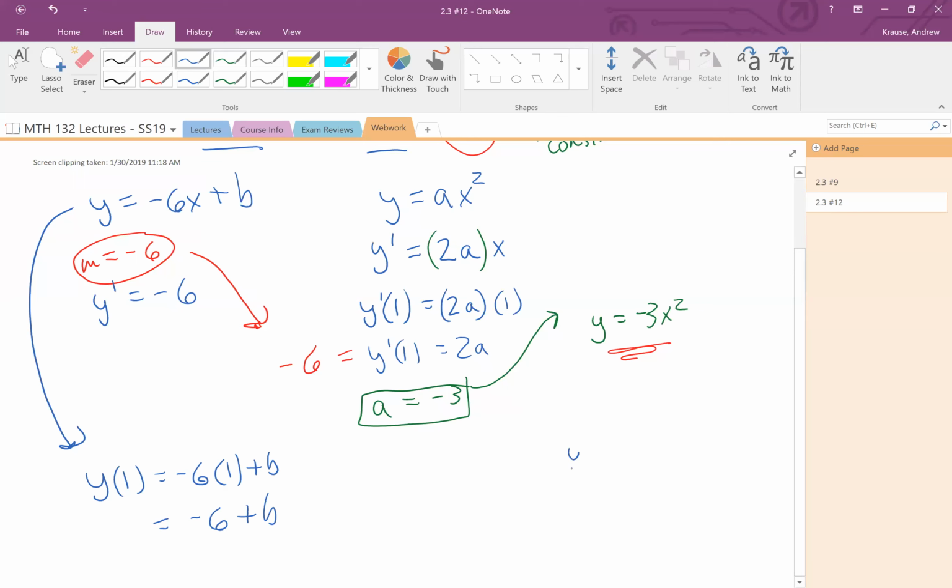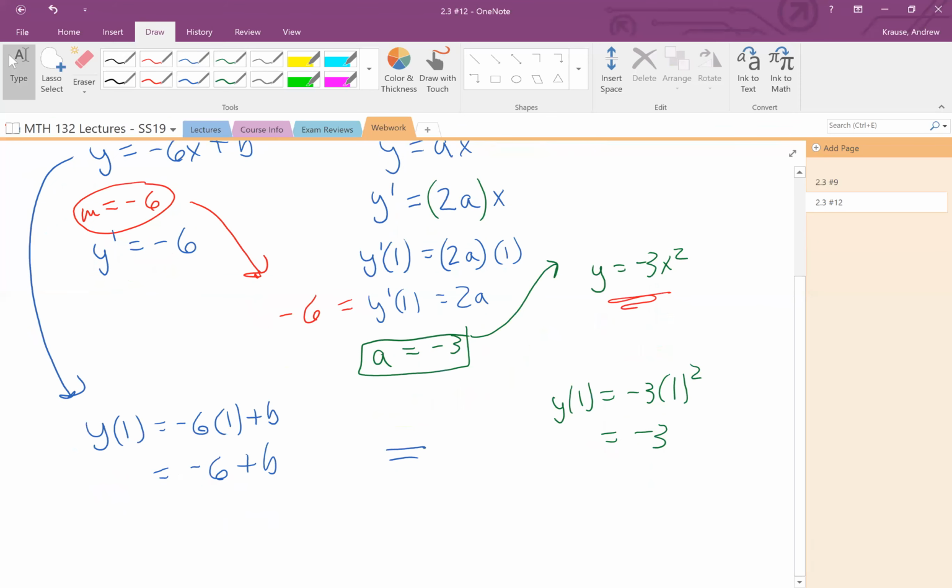And if we calculate y of 1 for a quadratic function, we get negative 3 times 1 squared, which is negative 3. So we need these two y values to be the same. So we have -6 plus b is equal to -3, which means that b is equal to 3. And those are the two values that would make these two functions land right on top of each other.